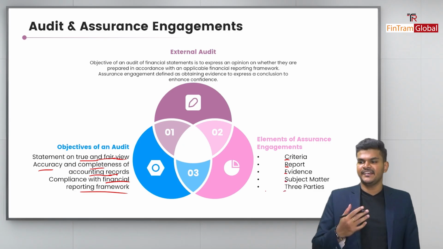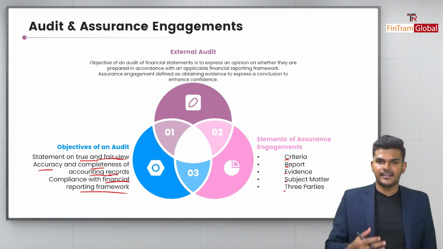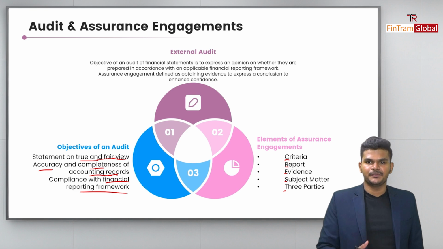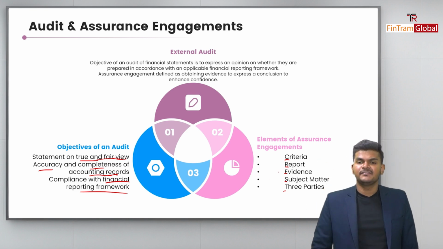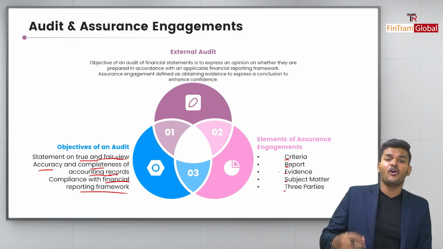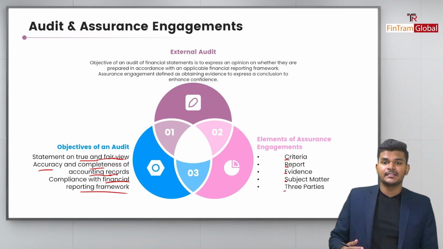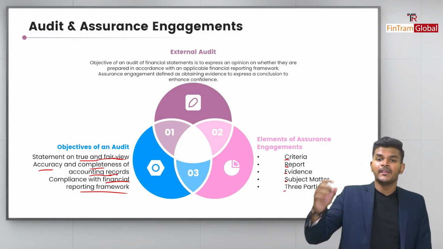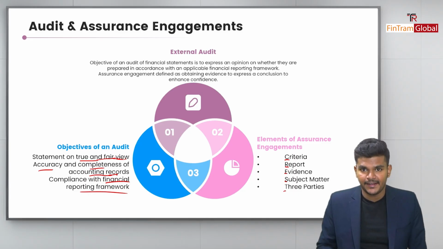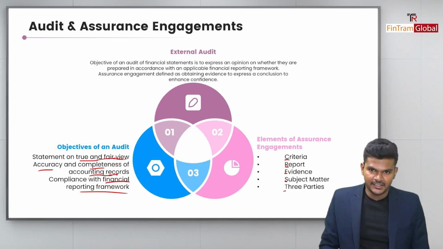C stands for criteria, right? Which is basically the criteria using which the subject matter is evaluated, as in the financial statement is evaluated, basically accounting standards, right? And then we have report, which is a written report on which the opinion is provided, right? And then we have evidence. And remember, guys, when auditing, we always obtain sufficient and appropriate evidence, right? Which is evidence of the right quantity and of the right quality as well, right?